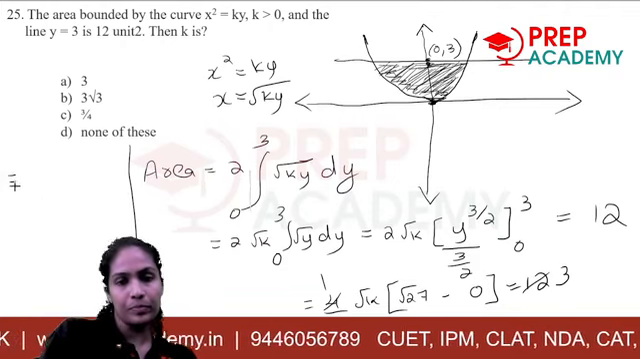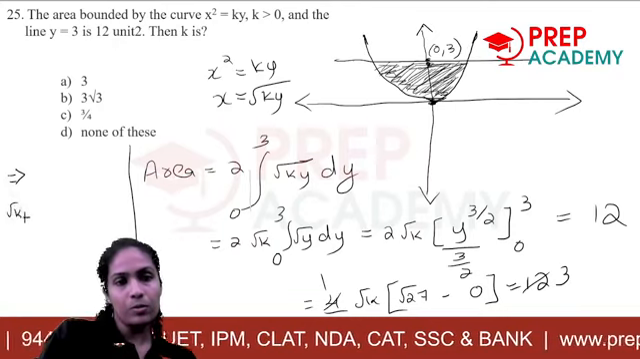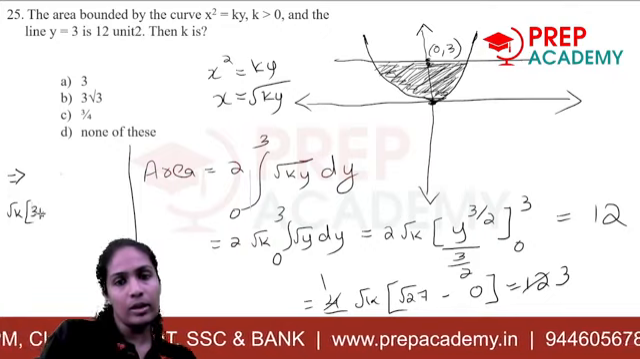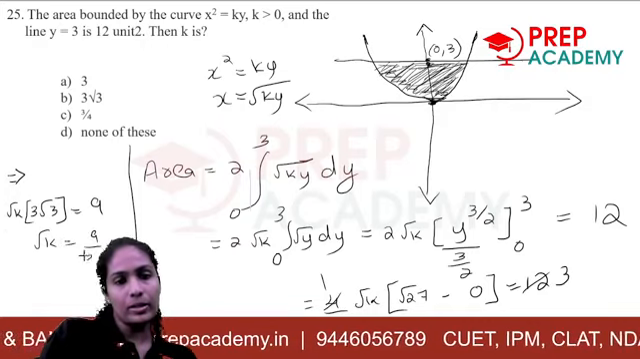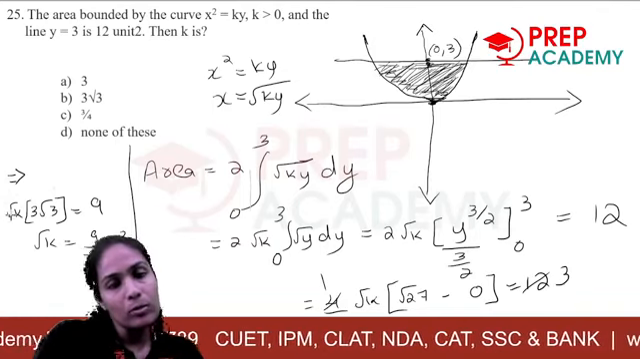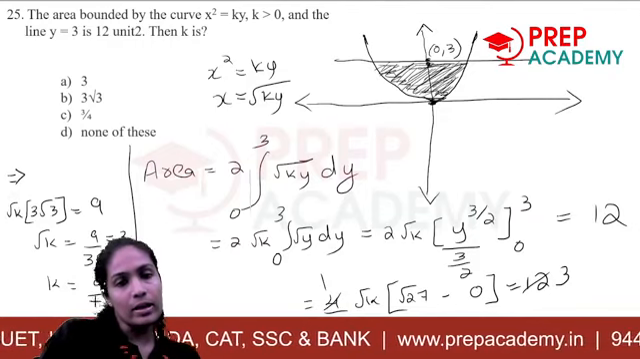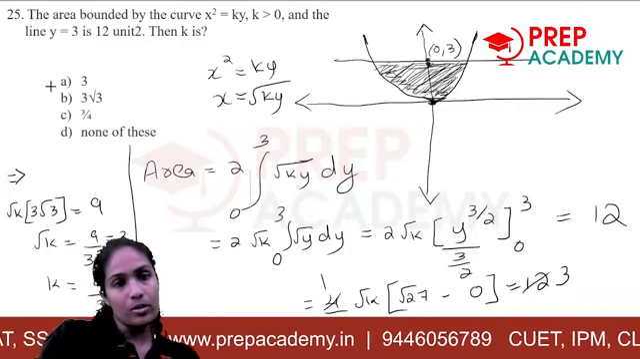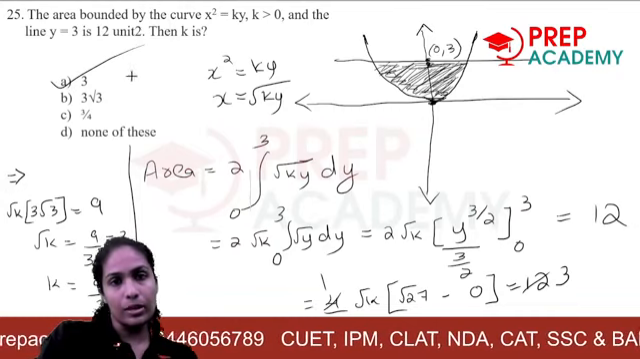So this implies root k into root of 27 is 3 root 3, which is equal to 9. Root k is equal to 9 by 3 root 3, which is equal to 3 by root 3. Root k is equal to 3 by root 3, or k is equal to, on squaring both sides, 9 by 3, which is equal to 3. The correct option is option A. Okay, so k equal to 3.